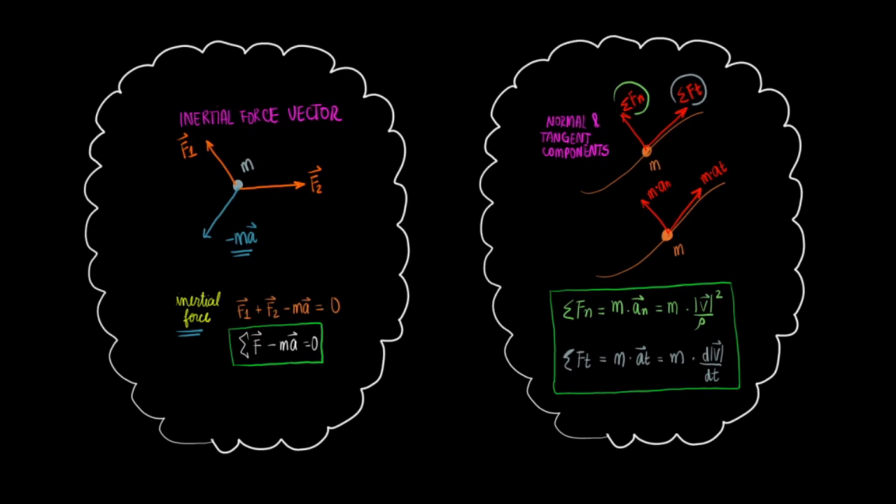Then, to get the tangential force, we take the mass times the tangent acceleration, and we replace at with the expression for the tangent acceleration, which is dv/dt, where we consider the absolute value of v.